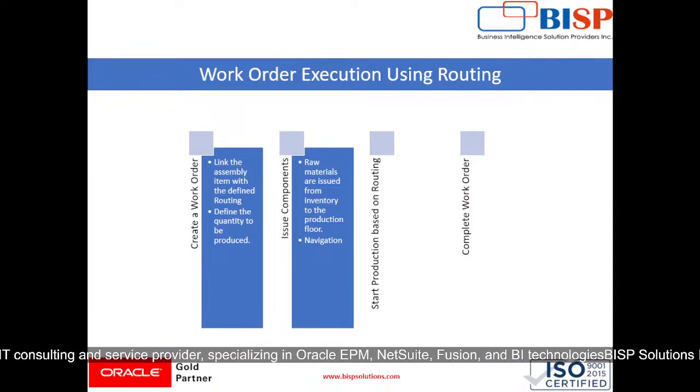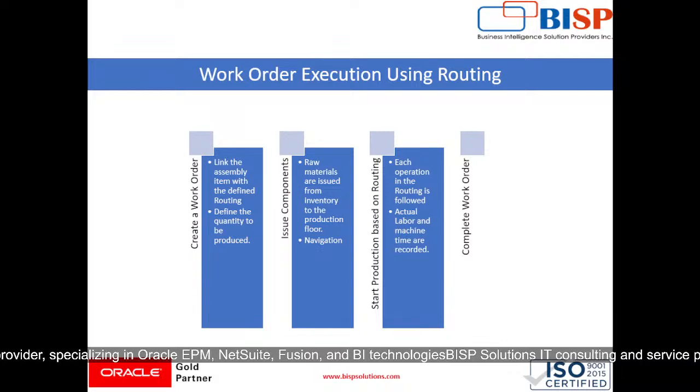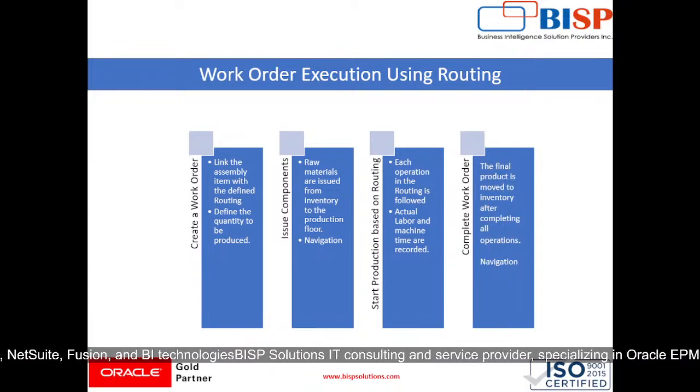Issuing components, where raw materials are issued from inventory to the production floor. The navigation involves transaction. Under transaction, manufacturing is there. Under manufacturing, we can issue components. After that, start production based on routing, where each operation in the routing is followed and actual labor and machine time are recorded.